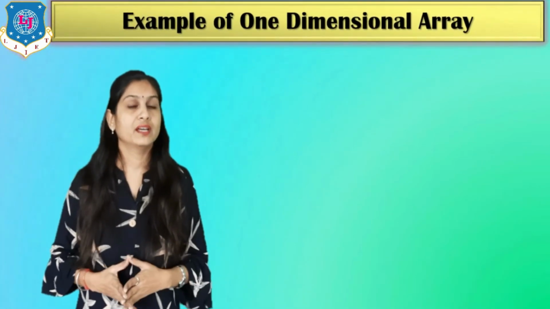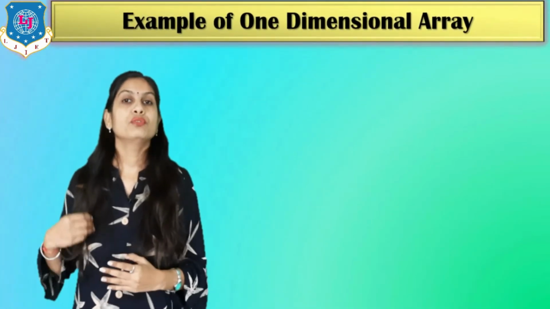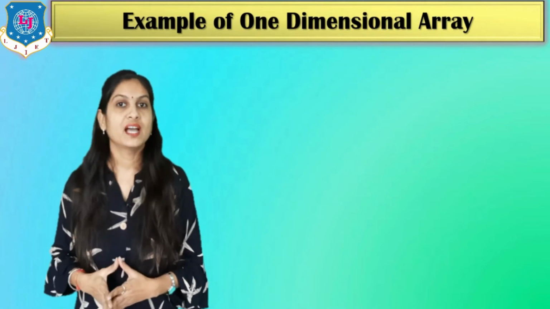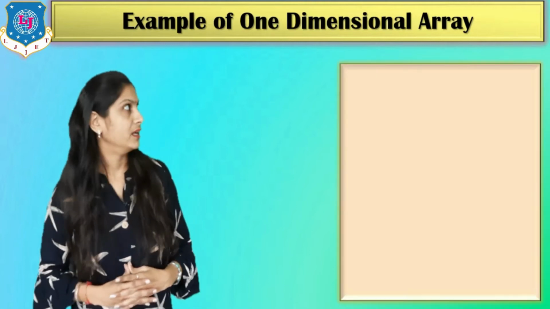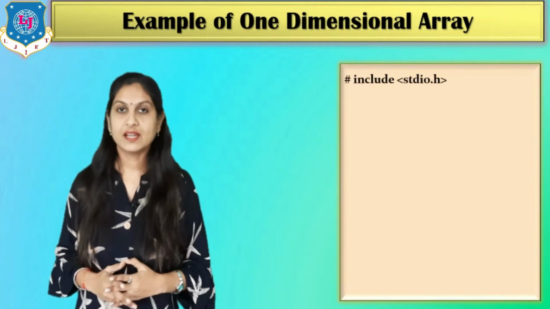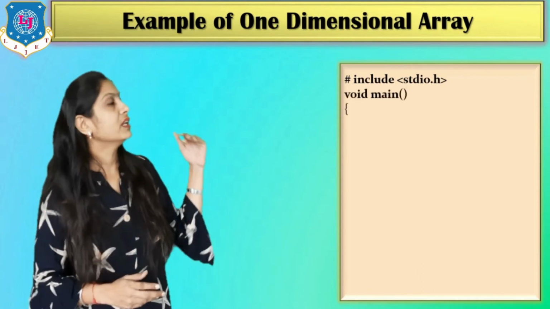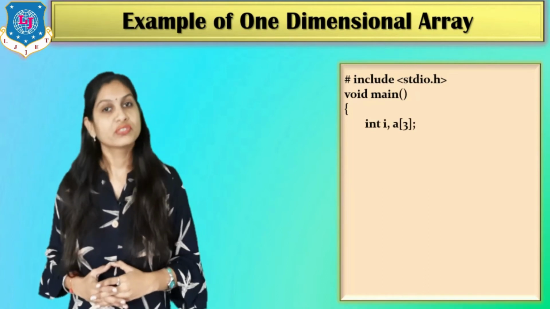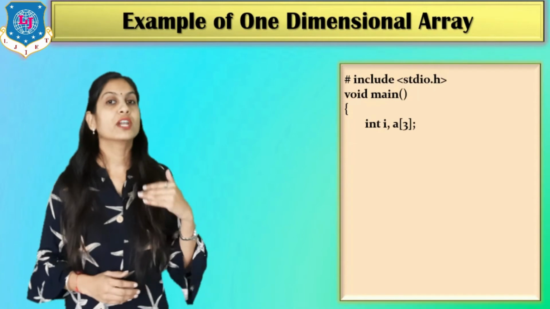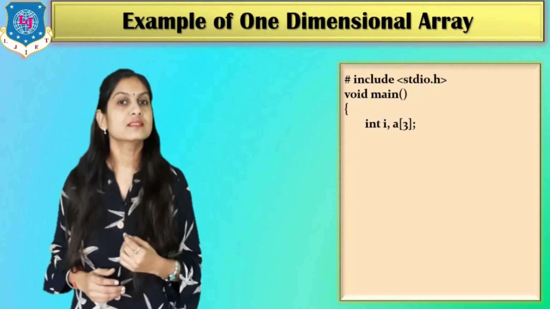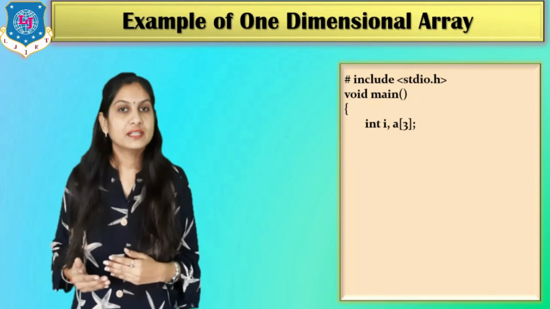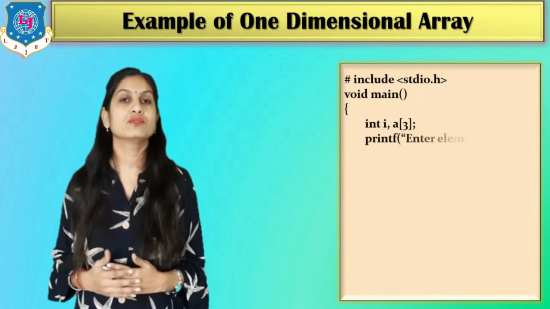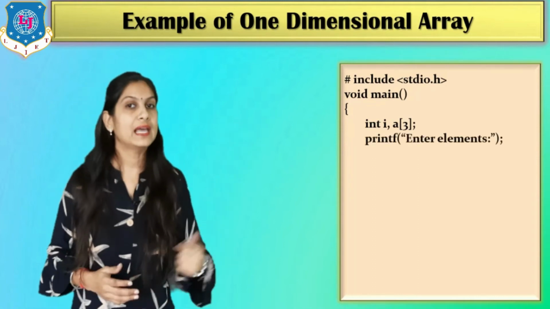Now let's understand better with a simple example: read the data from the user for a one-dimensional array and print the same data using a one-dimensional array. First we have to include our header file, that is stdio.h. Then in void main we have to write the declaration of the array, that is int a[3]. Here I am also using a second variable, which is needed for the for loop, that is i. Then after declaration we have to initialize the values for that array, and for that we write a printf, enter elements.